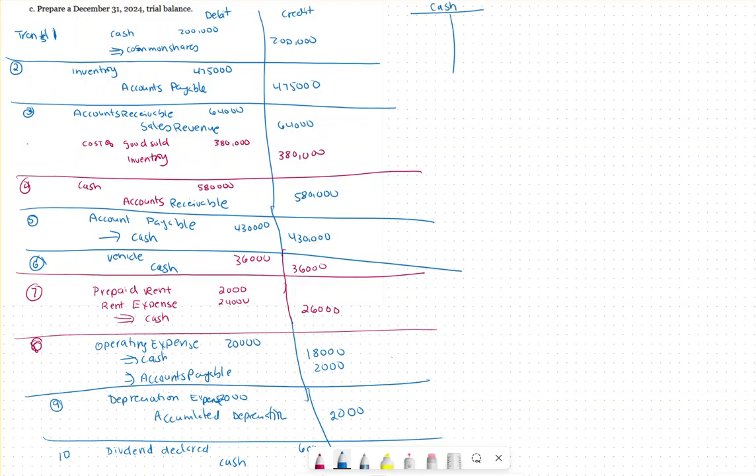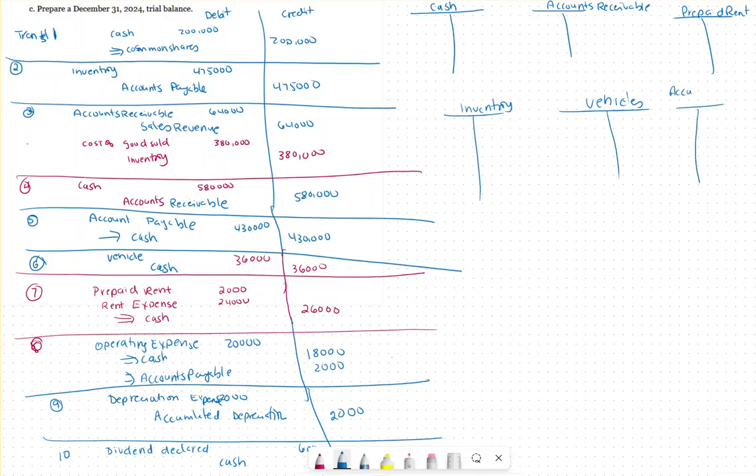I have cash. I know that we have accounts receivable, and we know we have a prepaid rent. The ones you remember that you use. If you don't have an account, you're going to create it. So I'm just going with it. We have an inventory. You have an asset account first, then the liability, and then we have something called vehicles, and under the vehicles we have accumulated depreciation. So we call it accumulated depreciation account.